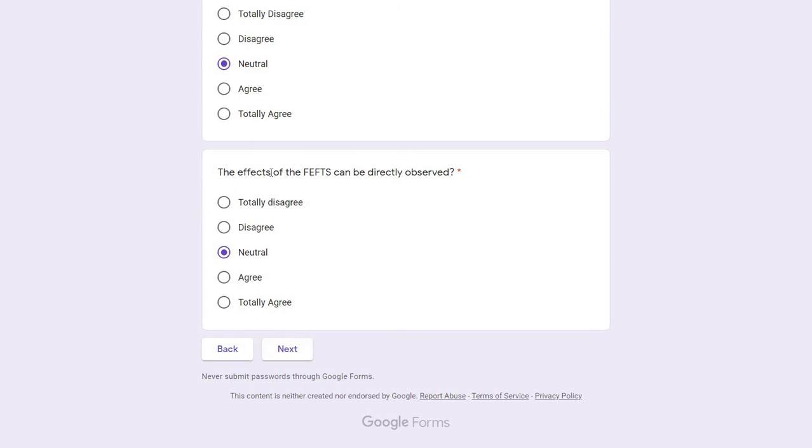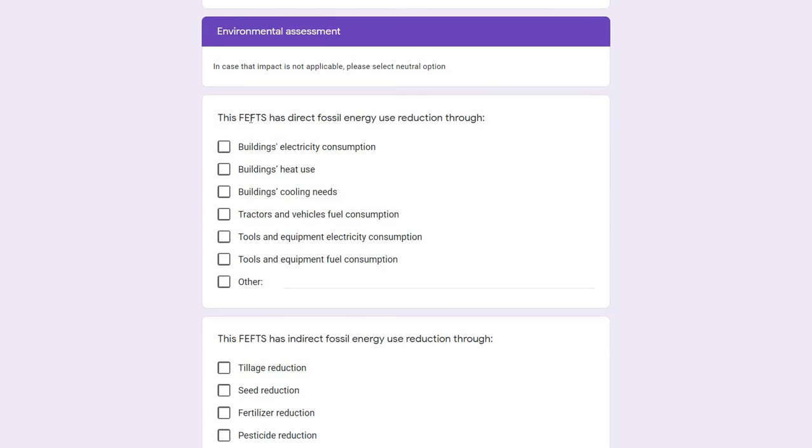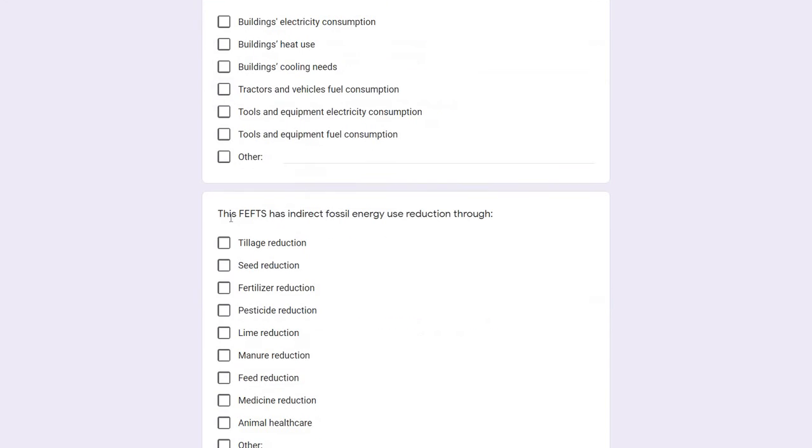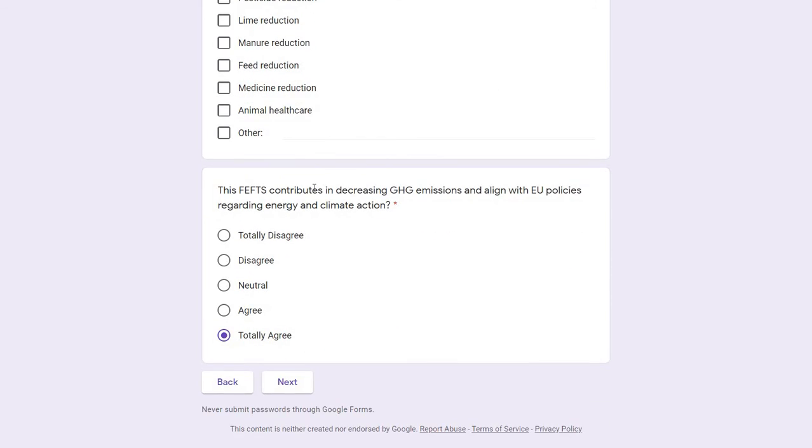And then can the effects of these thefts be directly observed? Again, I have chosen neutral. We can go to the next page, which is about environmental assessment. Does this theft have a direct fossil energy use reduction through any of these things? Since it's based on what interventions each final beneficiary is going to opt for, I have chosen to leave this empty. And this applies also for the next question about indirect fossil energy use reduction.